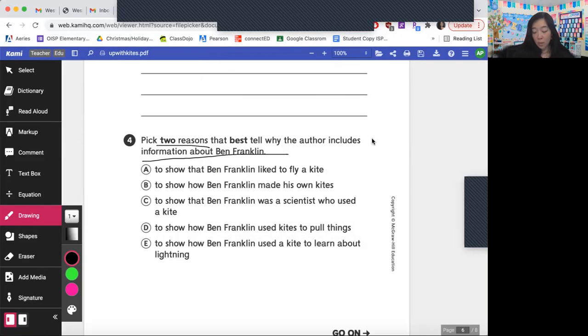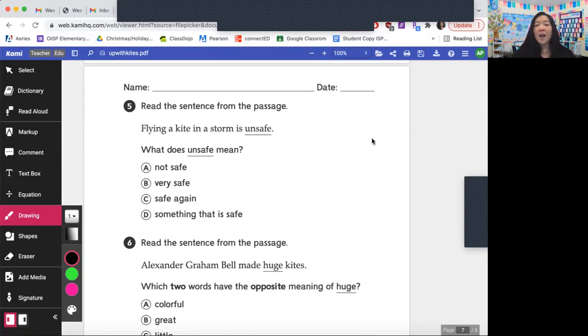Don't worry, we're gonna go back to these. So if you weren't able to underline, we'll come back to it after we read. Okay, number 5, read the sentence from the passage. Flying a kite in a storm is unsafe. What does the word unsafe mean?